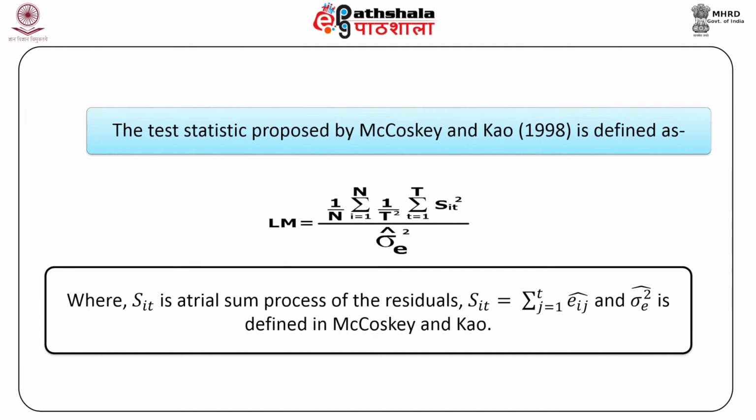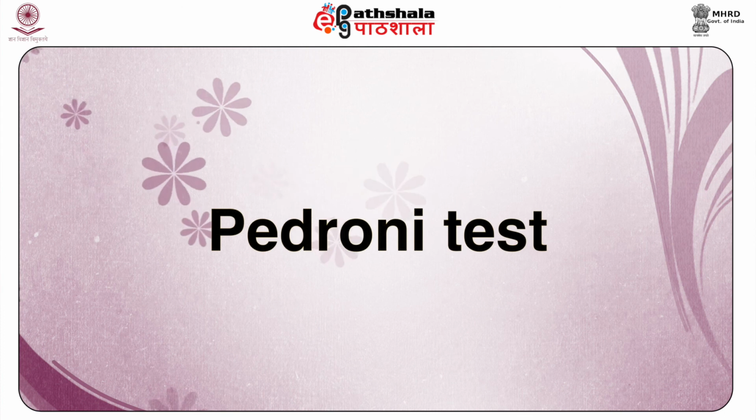The test statistic proposed by Kao and Chiang is defined as LM is equal to 1 divided by n, summation I is equal to 1 to n, 1 by T square, summation t is equal to 1 to capital T, SIT square, divided by sigma E hat square, where SIT is a partial sum process of the residuals. SIT is equal to summation j from 1 to t, Eij hat, and sigma square E hat is defined in Kao and Chiang.